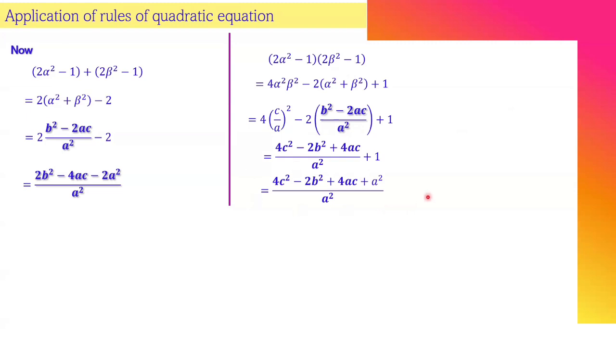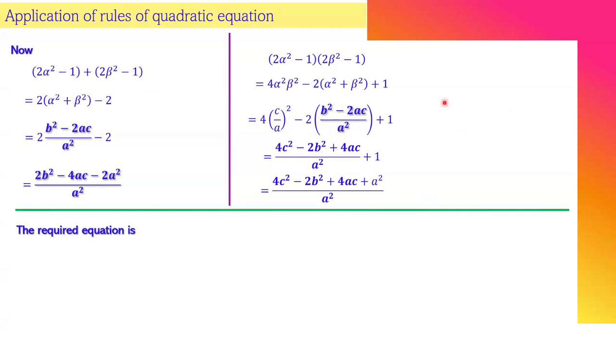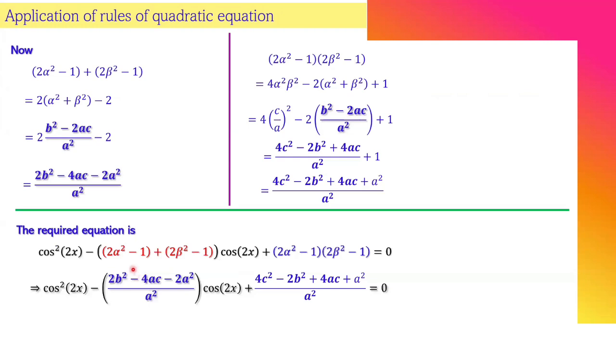So now our target is almost fulfilled. We substitute into this equation, and then we get the required equation. We substitute these values, and then we simplify it. So you are getting a square cosine square 2x plus 2a square minus 2b square plus 4ac times cosine 2x plus 4c square minus 2b square plus 4ac plus a square. This is the required quadratic equation involving cosine 2x.